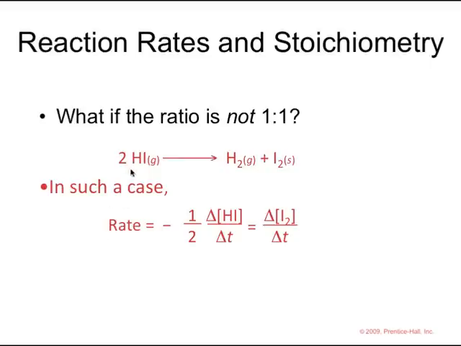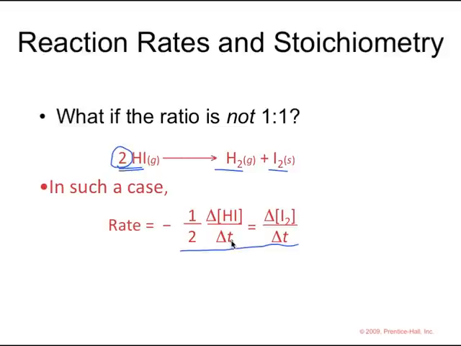If you notice, for hydrogen iodide decomposing into hydrogen and iodine, for every 2 moles of hydrogen iodide, I make 1 mole of hydrogen and 1 mole of iodine. If we look at the rates, negative the rate of disappearance of that reactant divided by 2 is going to be equal to the rate at which iodine forms. It's really just relating the balanced chemical equation. I find it's easier to remember this so I don't mess it up by flipping something.